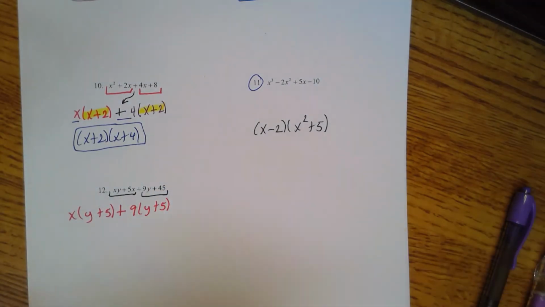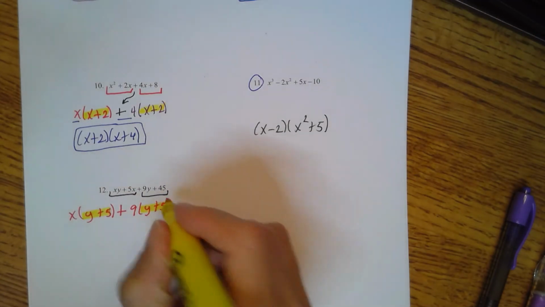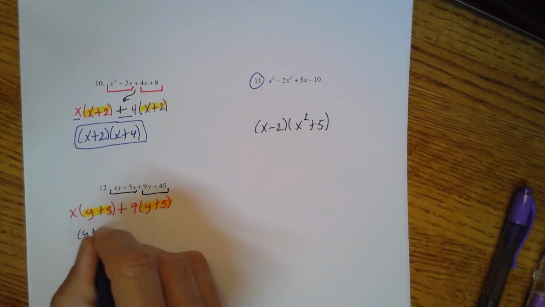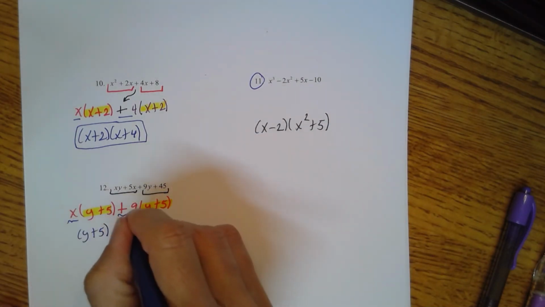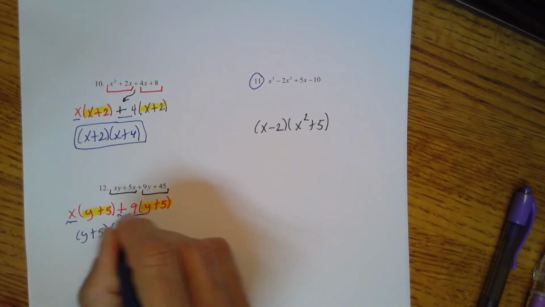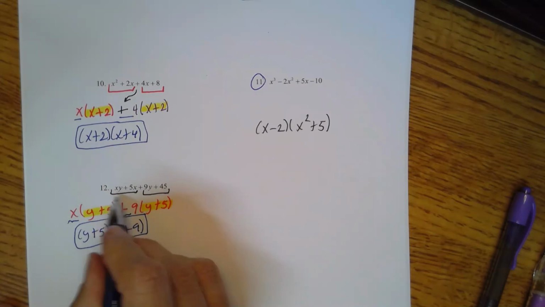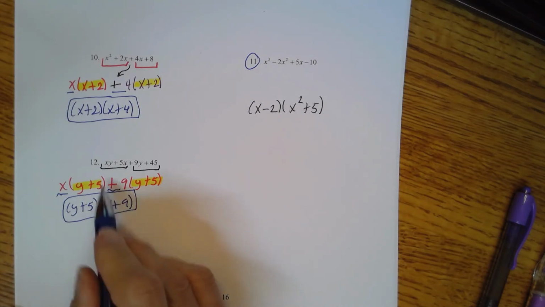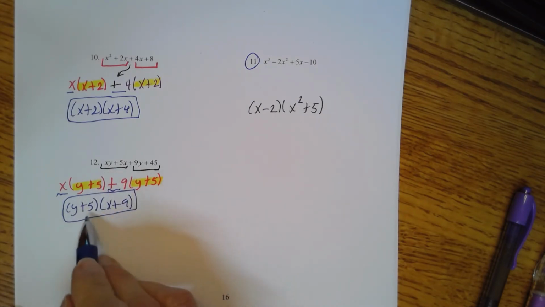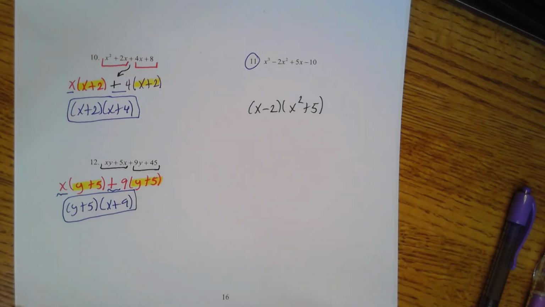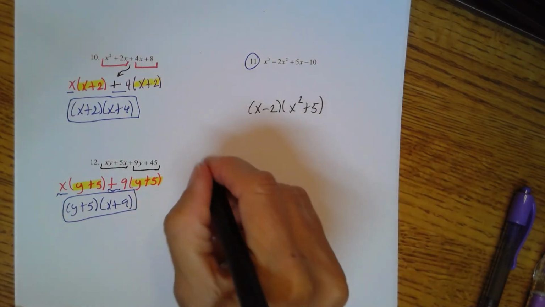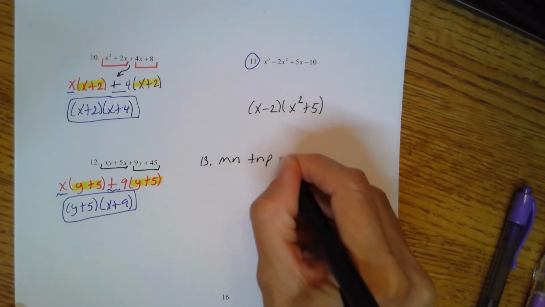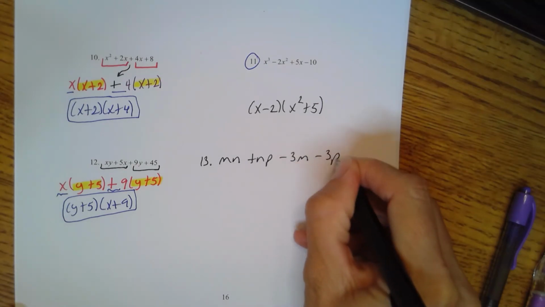If you know your multiplication well, factoring is much easier. So work on your multiplication if that is where you struggle right now. So now we have a common binomial of y plus 5, and so we're going to write what's left from each term, which is x plus 9. Again, you can multiply this out and you should get back what you started with. Might be in a different order, but you should be able to get back what you started. Y times x is xy, y times 9 is 9y, 5 times x is 5x, and 5 times 9 is 45. So go ahead and add a number 13, which is mn plus np minus 3m minus 3p.